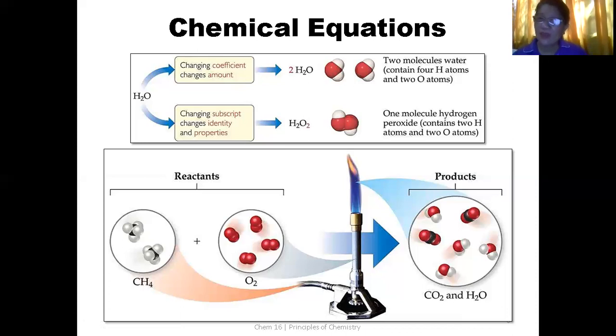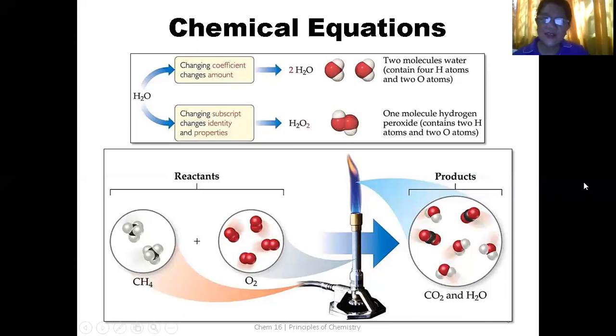H2O2 is known as hydrogen peroxide. It's no longer water. So changing the subscript will change the properties of your compound. Okay, so as I have said, this is the reactant. When methane is added with oxygen, that is methane plus oxygen, you will form products, so there will be an arrow. If heat is added, there is a delta, a triangle below your arrow. That triangle means heat is being added.